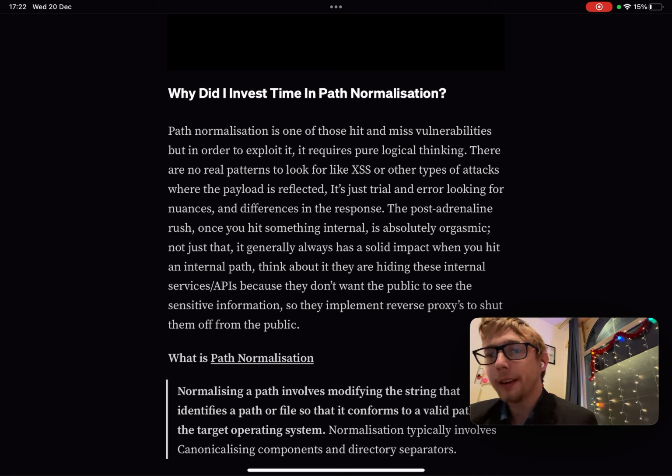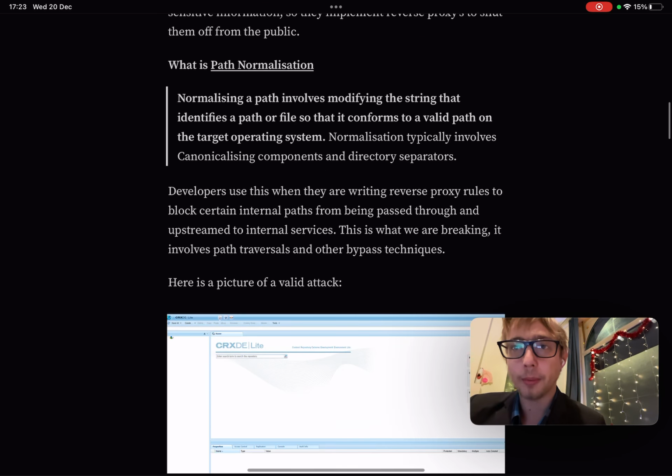Think about it, they are hidden, these internal services/APIs, because they don't want the public to see the sensitive information. So they implement reverse proxies to shut them off from the public.